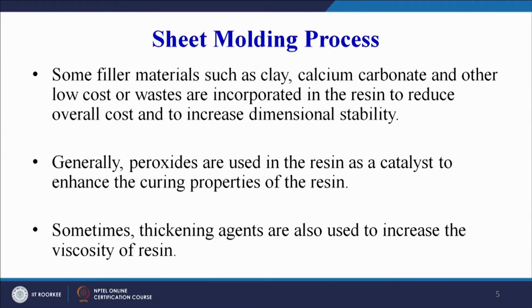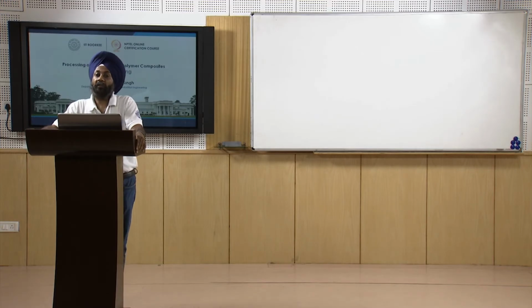Some filler materials such as clay, calcium carbonate and other low cost or waste materials are incorporated in the resin to reduce the overall cost and increase the dimensional stability. So that is another advantage. The cost parameter has been addressed here: sometimes we add clay or calcium carbonate, maybe some other low cost fillers also, in order to reduce the cost, and they also impart or improve the dimensional stability of the sheet molding compound.